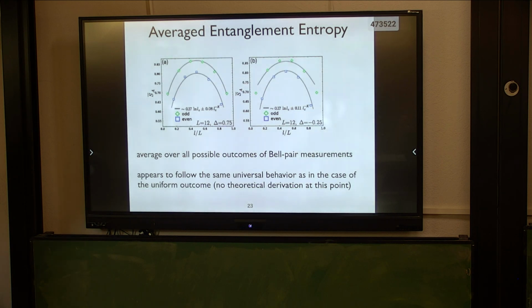And theoretically, this situation corresponds to insertion of many boundary condition changing operators. So this is related to evaluation of the correlation function of many boundary condition changing operators. But at this point, I don't know how to calculate it. But after taking the average, numerically the result looks similar.